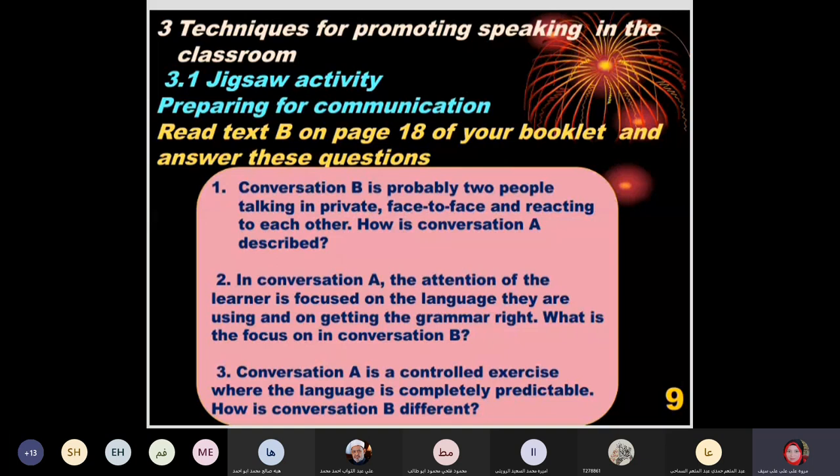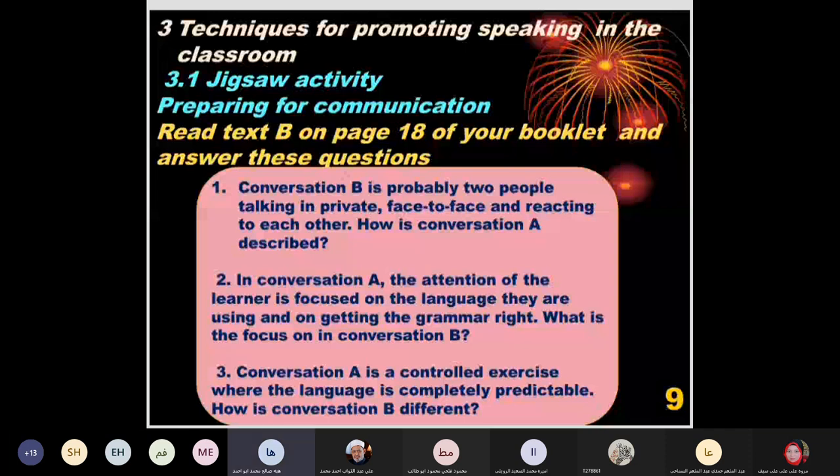Do you agree with your colleague? It's face to face. Yes, Miss Marwa, it's face to face. What about conversation A? Okay, I can hear you. It's a face to face conversation. But this is conversation B. He asks you about conversation A.